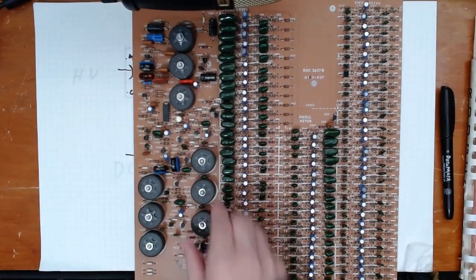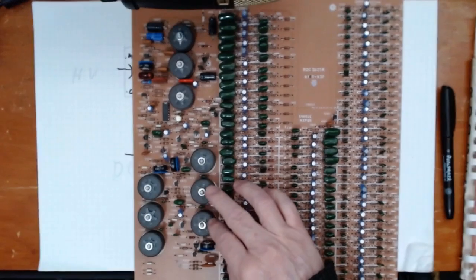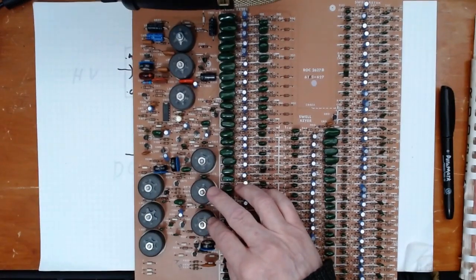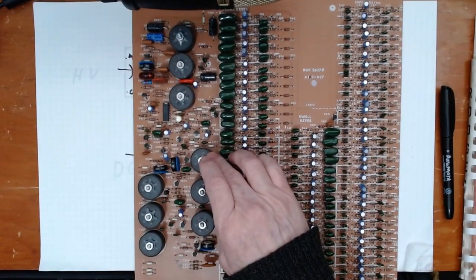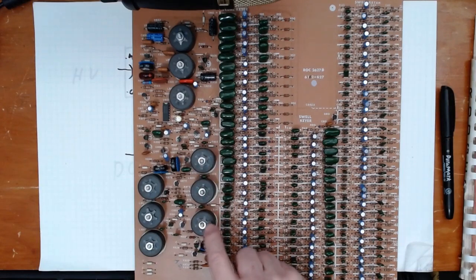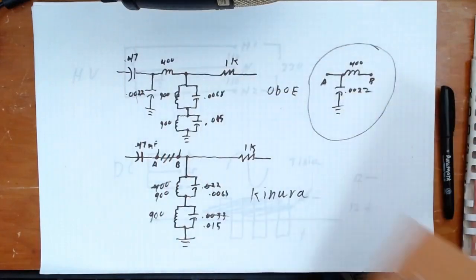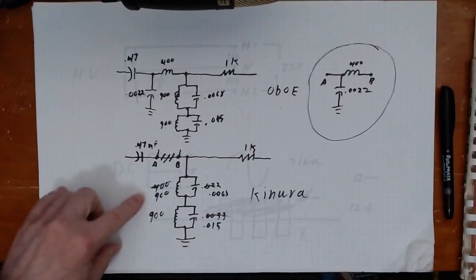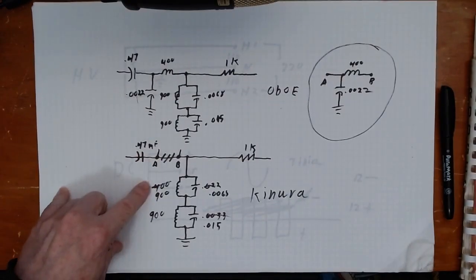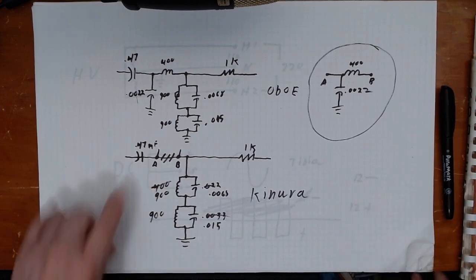They're not polarity sensitive. So these are 900 turn coils, and this is a 400 turn coil. So I'm going to rob one of these coils off of this circuit board to give me my extra 900 turn coil that I need down here to convert this Kinura into an oboe.